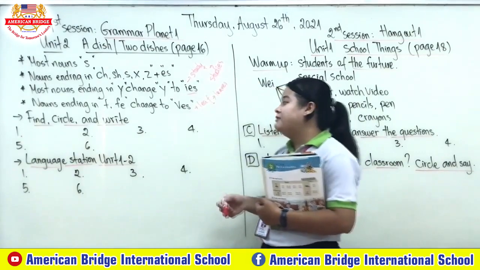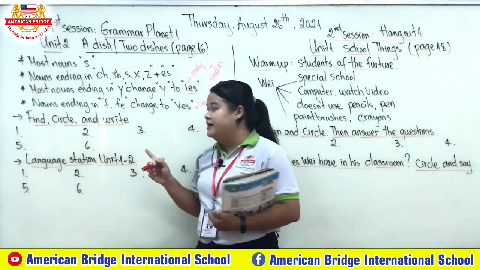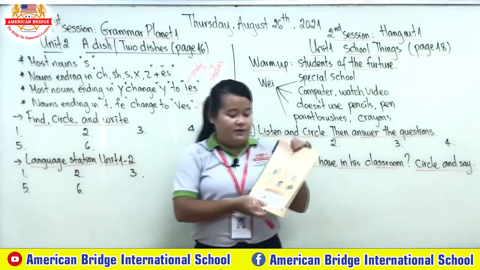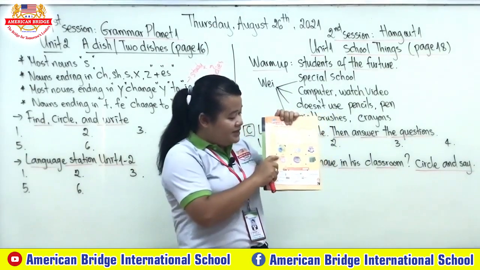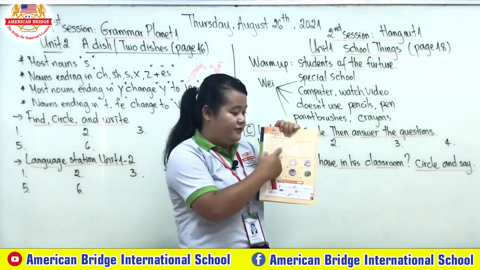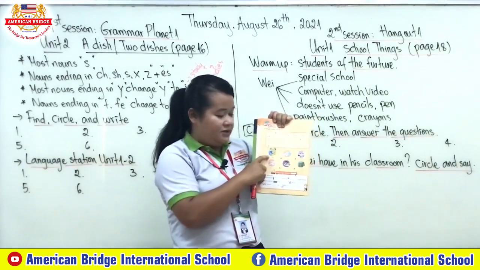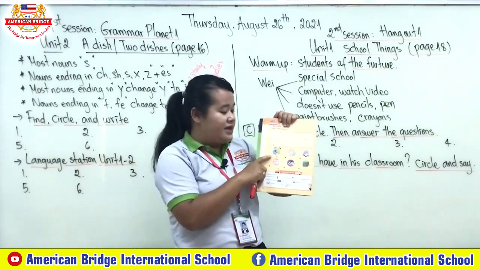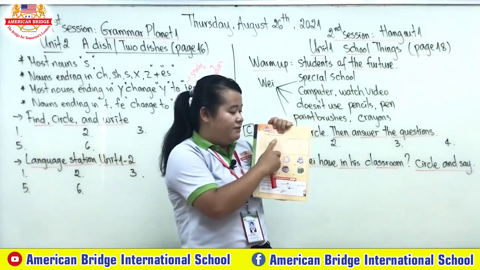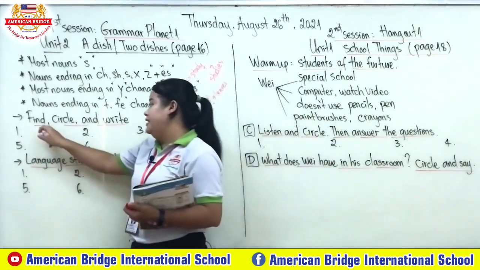Now let's move on to our exercise. The first one, Find, Circle, and Write. Look at your book, everyone. Here is the picture. You need to look at the picture, and after that you need to find the word here. Example number 1: the picture is of two boys, so we need to find the word, boys, B-O-Y-S.